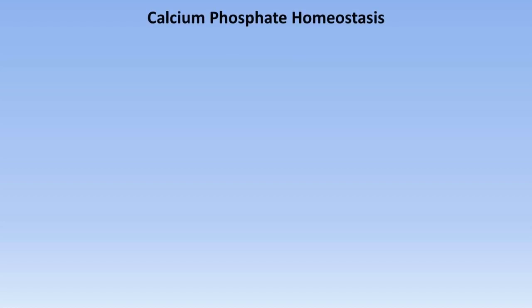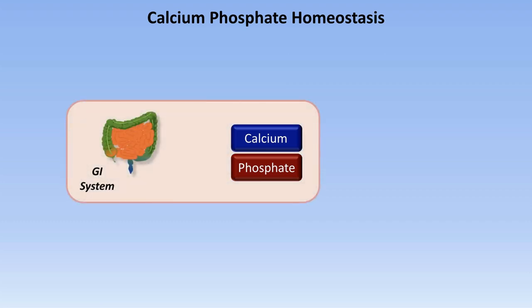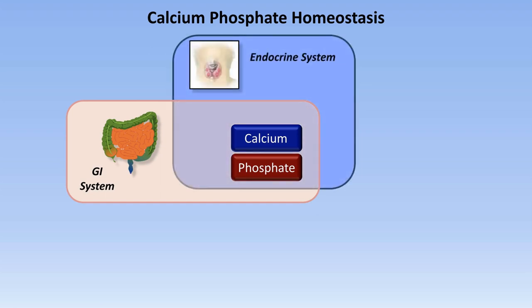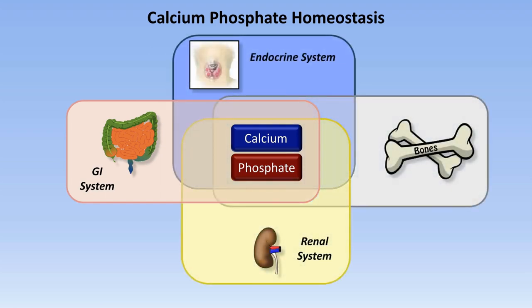Understanding the regulation of calcium and phosphate in the human body is a fascinating exercise in synthesizing knowledge from various domains in both physiology and biochemistry. Calcium and phosphate balance exists at the intersection of four separate yet intertwined physiologic systems: the gastrointestinal system, the endocrine system, the renal system, and our musculoskeletal system, or our bones.